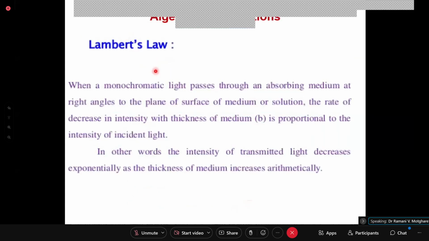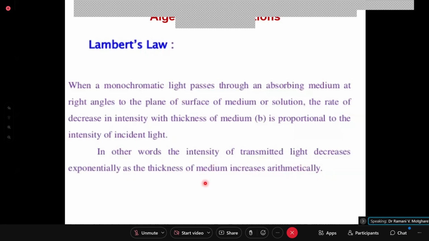According to Lambert, when a monochromatic light passes through an absorbing medium at right angles to the plane of surface of the solution, the rate of decrease in the intensity with thickness of the medium is proportional to the intensity of incident light. In other words, the intensity of transmitted light decreases exponentially as the thickness of medium increases arithmetically.